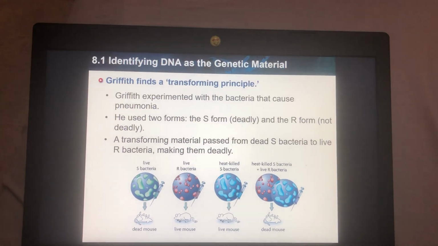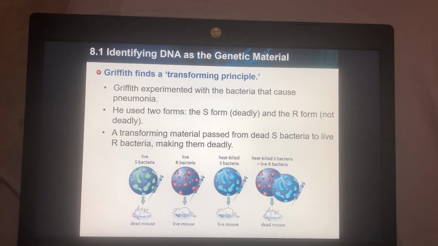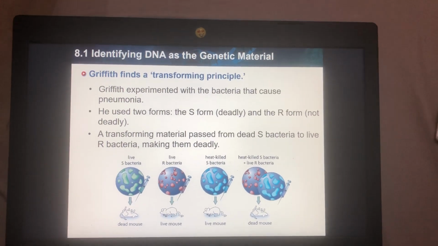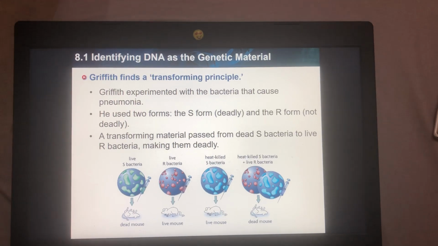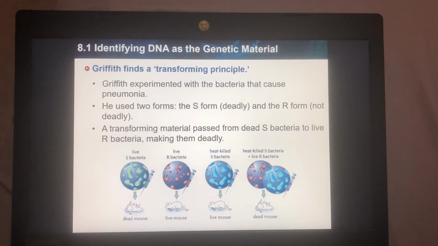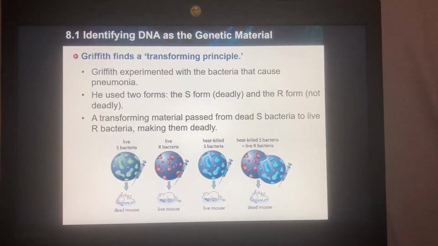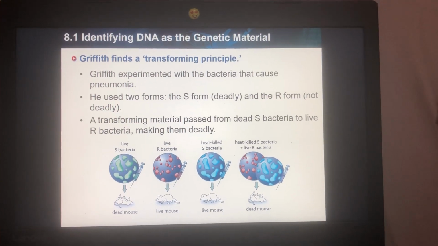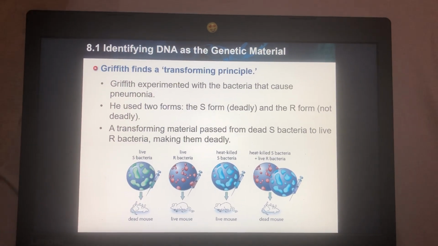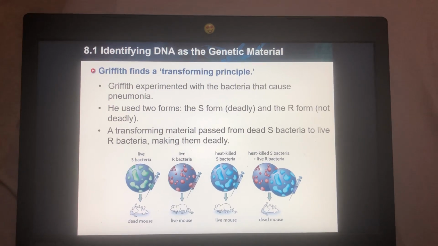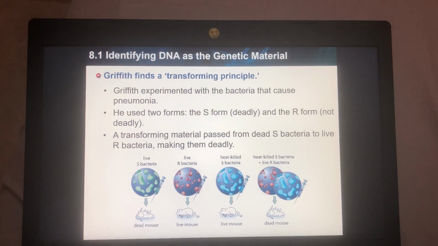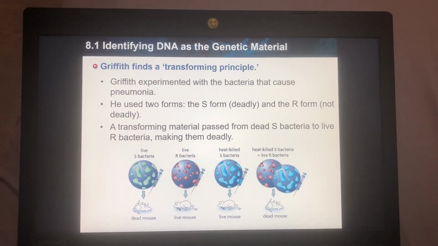The smooth bacteria are called S strain and the rough bacteria are called R strain. S strain bacteria are deadly, they cause death. R strain bacteria are not deadly, they don't cause death. So he started to do his experiments on mice. He started to inject a mouse with S strain bacteria. I told you S strain bacteria, yes, deadly bacteria. So what do you expect will happen to the mouse? The mouse will die. So actually the mouse died.